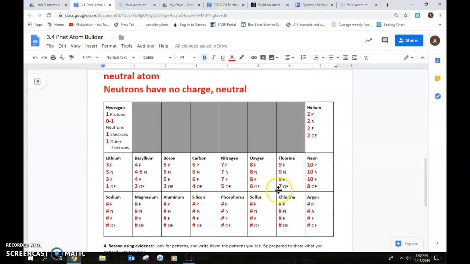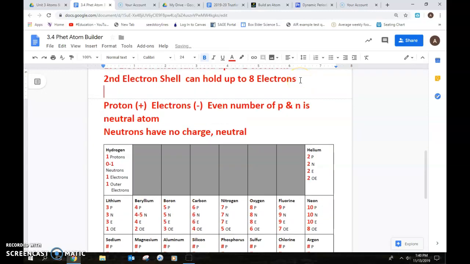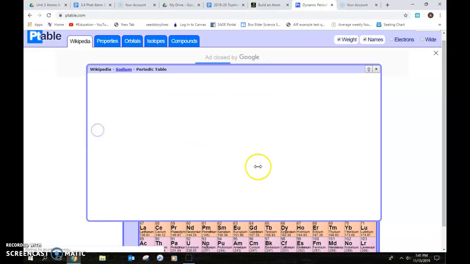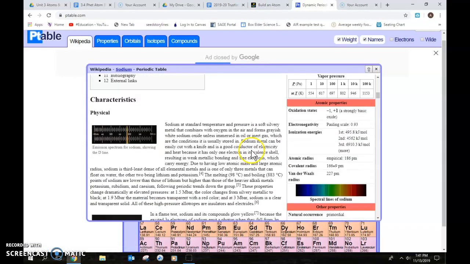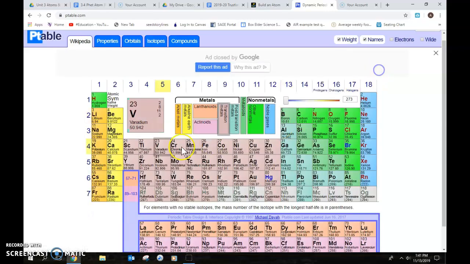So what happens next? We ran out of this row. Well, what happens next is we can have a third electron shell, and it too can hold up to 8 electrons. So if you go into the dynamic periodic table with sodium here, maybe it'll show us a picture of sodium's model. We can hope. Oh, it doesn't. It has too much fancy stuff going on. So if I look at sodium right here, sodium actually has a 2, an 8, and a 1. So it has 2 on its first shell, 8 on its second shell, and 1 on its third shell.